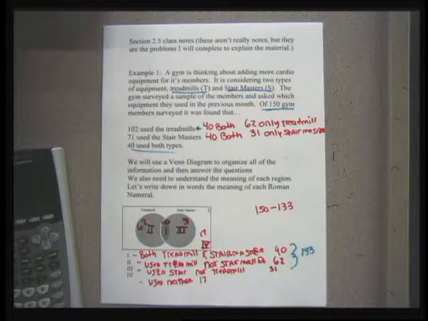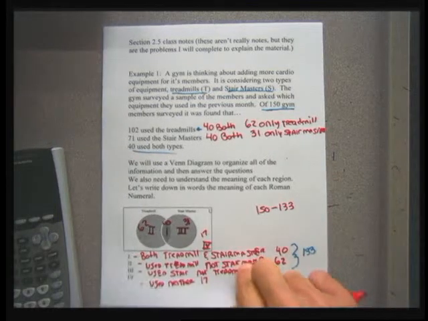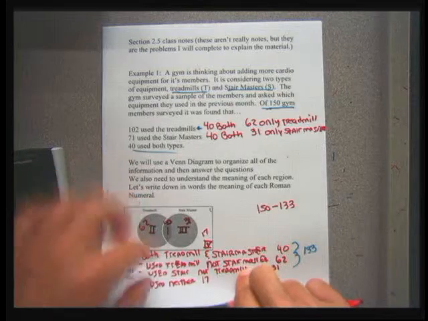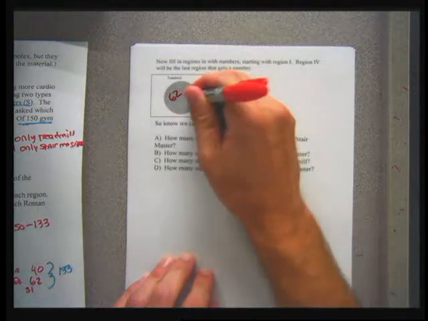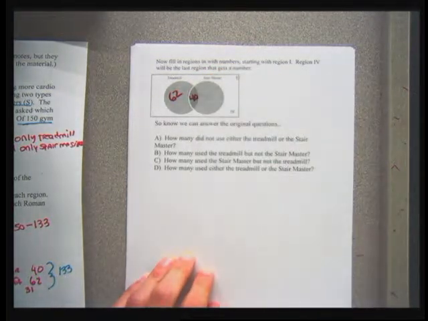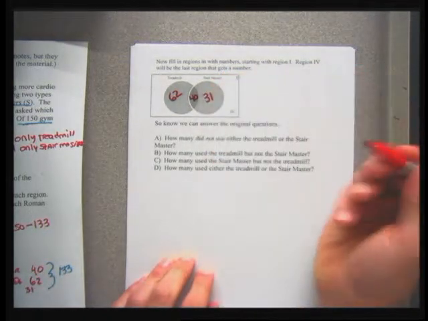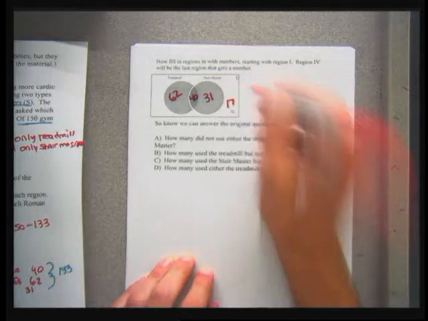So it's real important that you understand what each of the regions of the Venn diagram represent and understand how to get the numbers, and getting the numbers more often than not is going to involve subtracting. So I'm going to copy this set of numbers on the next page and then answer the questions. The questions, for the most part, should be reasonably easy to answer if I understand what the regions meant. So I have 62 members that use the treadmill but not the Stairmaster, 40 that use both, 31 that use the Stairmaster and didn't use the treadmill, and 17 that didn't use either.